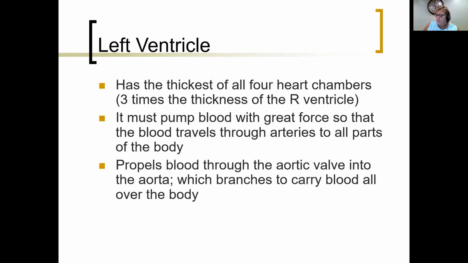Okay, so right atrium, tricuspid valve, right ventricle, pulmonary valve, pulmonary artery, capillaries of the lung, pulmonary veins, left atrium, bicuspid or mitral valve, left ventricle, aortic valve, and then aorta. And I would know that flow of blood through the heart.